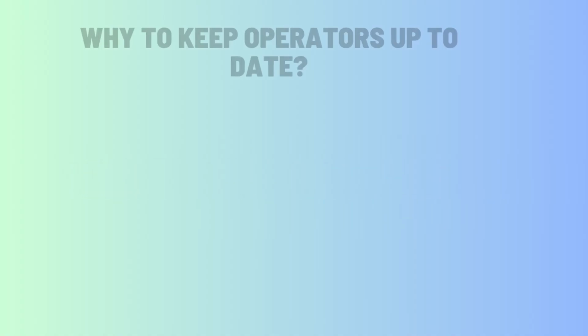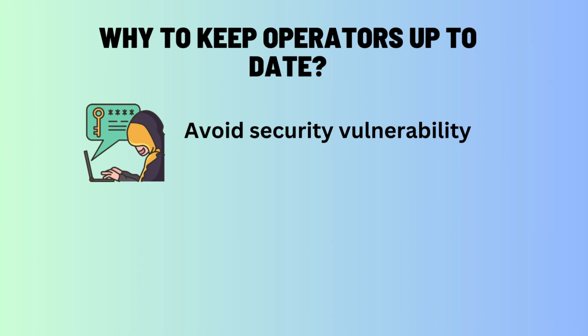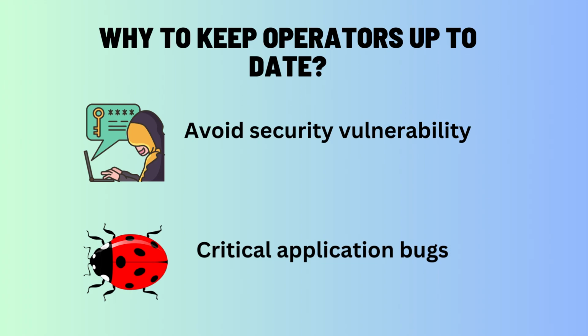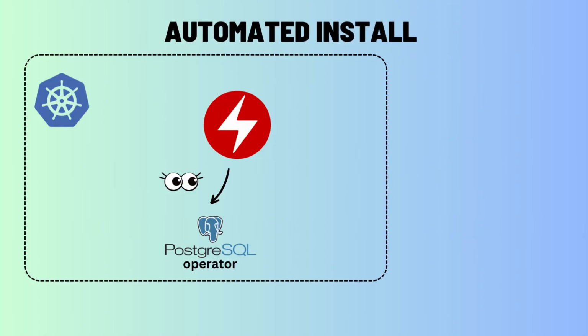So, why is it so significant to keep the operators up to date? Imagine a security vulnerability surfaces in one of your operator's dependencies, or a critical bug causes instability in your application. Outdated operators can lead to security risk, performance issues, and headaches for your DevOps team. OLM automates the entire process of monitoring and upgrading operators, taking the stress out of your equation.